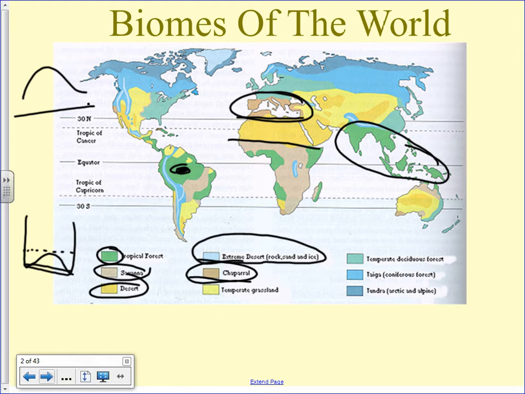Not typical of anywhere else. You do see a little bit of chaparral in Southern California, though it's closer to desert there, but those are about the only places, maybe a tiny bit on the tip of Australia.